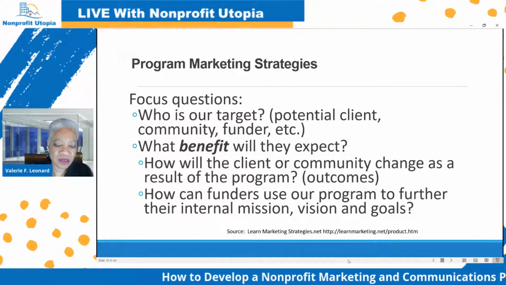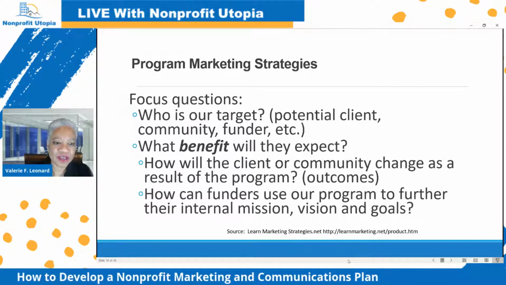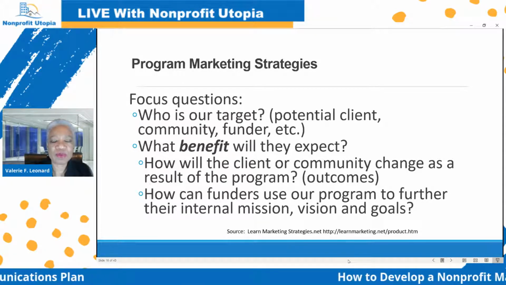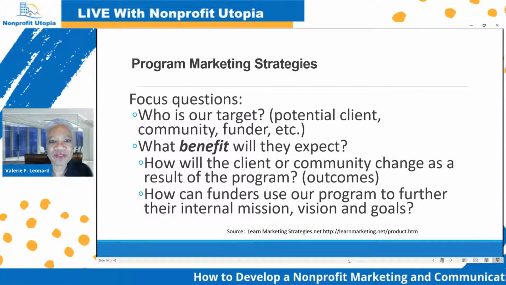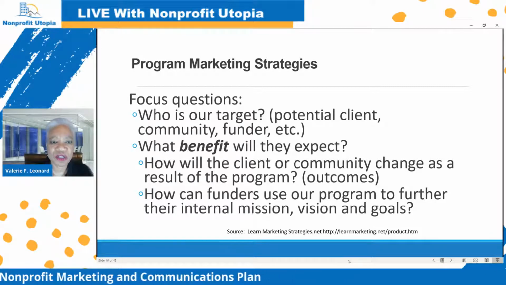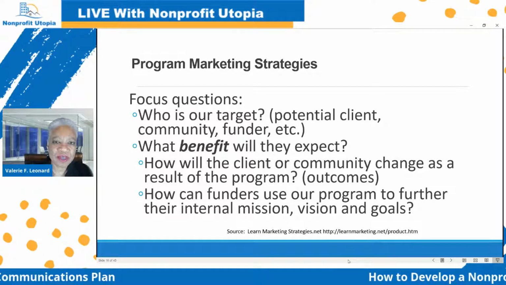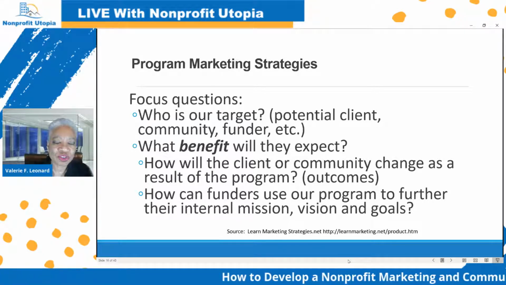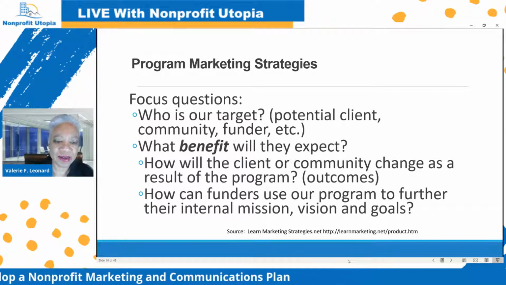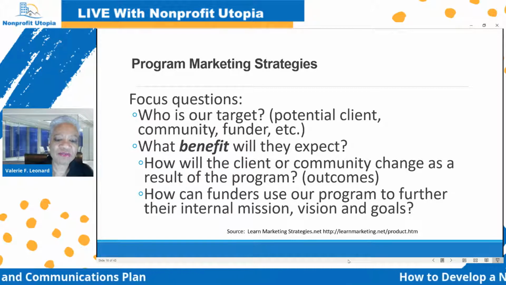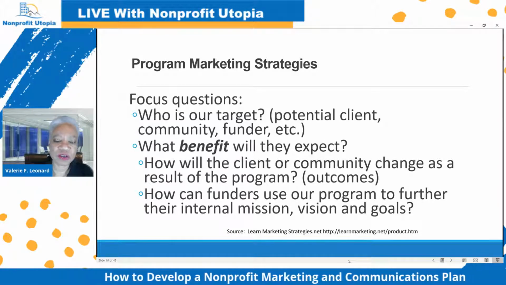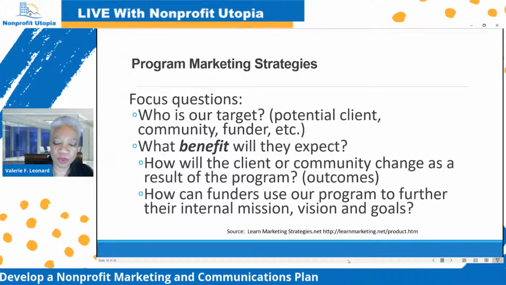And then we pull all that together and then we ask ourselves, who is our target and what benefit will they expect? And when we talk about the benefits, we want to look at how their lives are going to change as a result of the interventions that we provide. And when I talk about interventions, I'm talking about our programs and services. And you want to make sure that their lives are changing as a direct result of what you're doing, and you want to be able to track that data. And then you ask yourselves, how can funders use our program to further their internal mission, vision, and goals? So remember, you're in partnership with the funder.